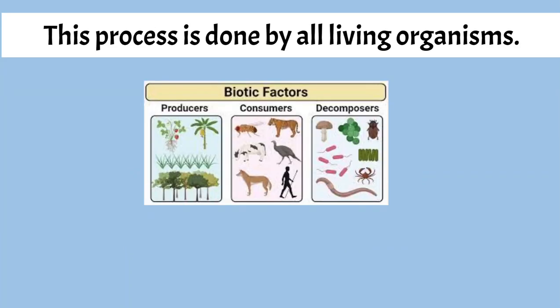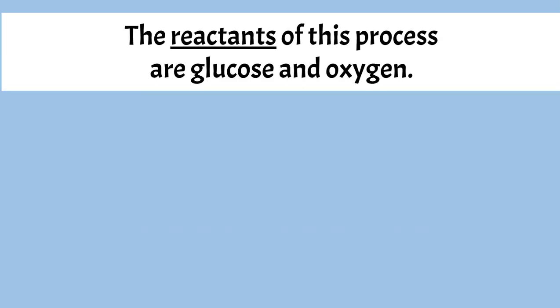And this process is done by all living organisms, both producers and consumers. And of course, decomposers are also consumers, right? So all living organisms do cellular respiration. The reactants of this process are glucose and oxygen. So that means we're putting in glucose and oxygen. So which is it? Think about, what does a plant need? Plant needs water and carbon dioxide. So you know it's not photosynthesis, you know it's the other one, cellular respiration.